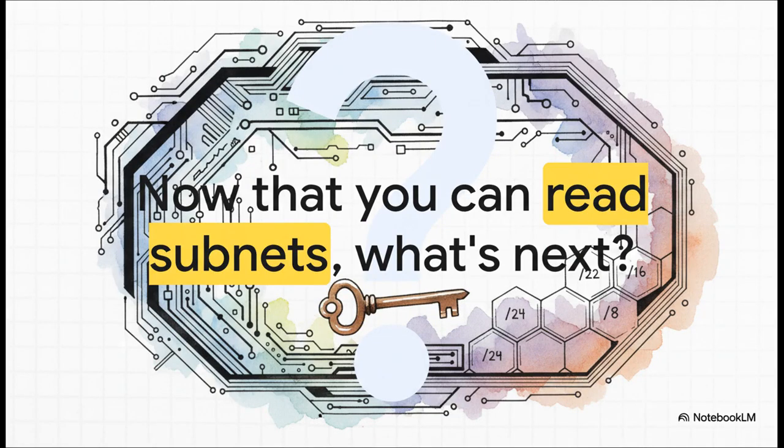And there you go. You've officially cracked the IP address code. The big takeaway here is that little slash number isn't just some random detail, it is everything. It's the key that tells you the size, the start, and the end of any network. So now that you can read subnets like a pro, what's the next big network mystery you want to solve?